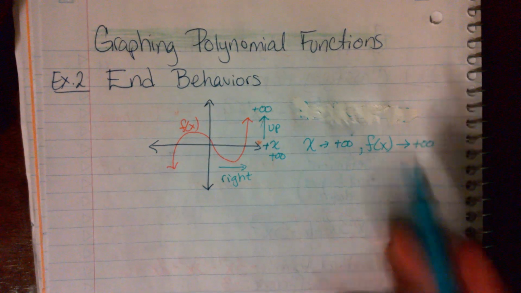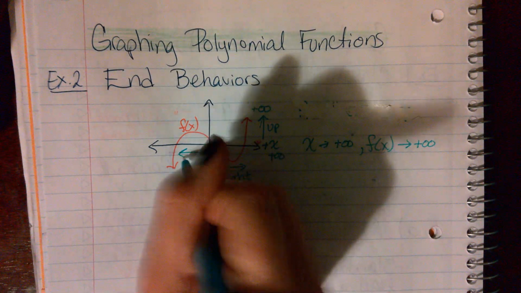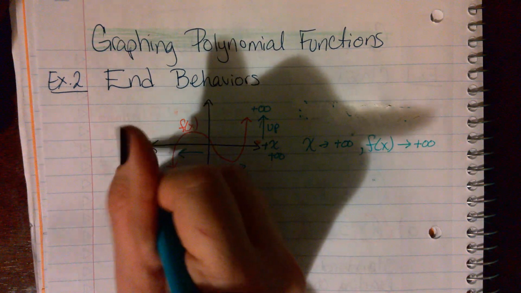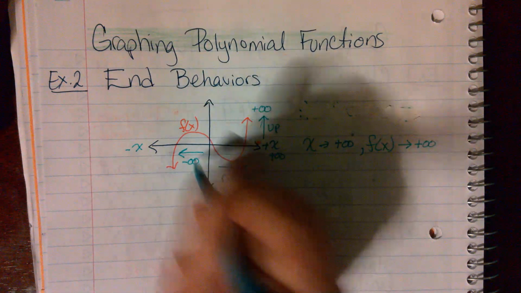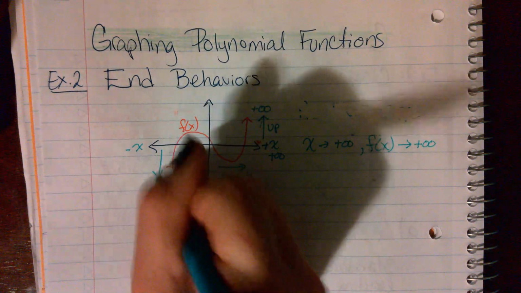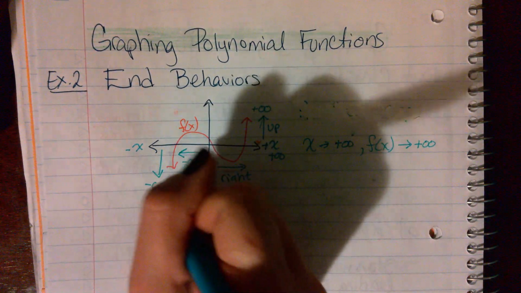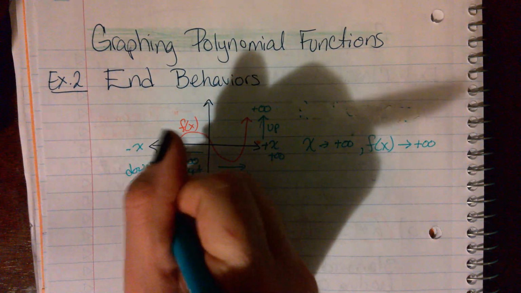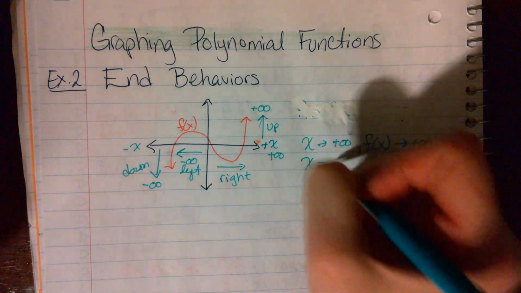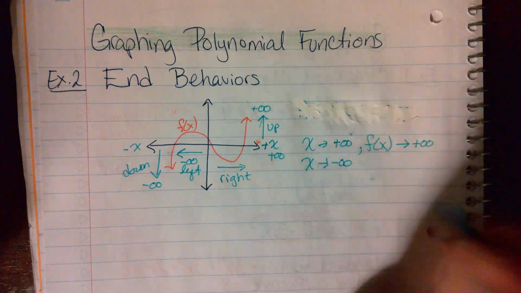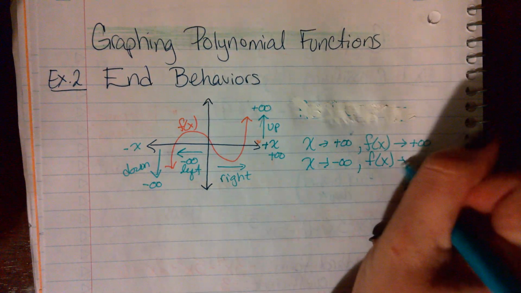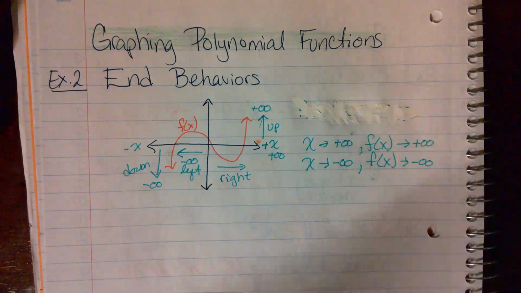That's what that means. As I go left, which would be negative infinity, again this is my x-axis, so towards negative x, so negative infinity. So as it goes left, what's happening? Well, my function is going down to negative infinity. So I can say as we travel left on the x-axis, then our graph, our function, is approaching negative infinity.